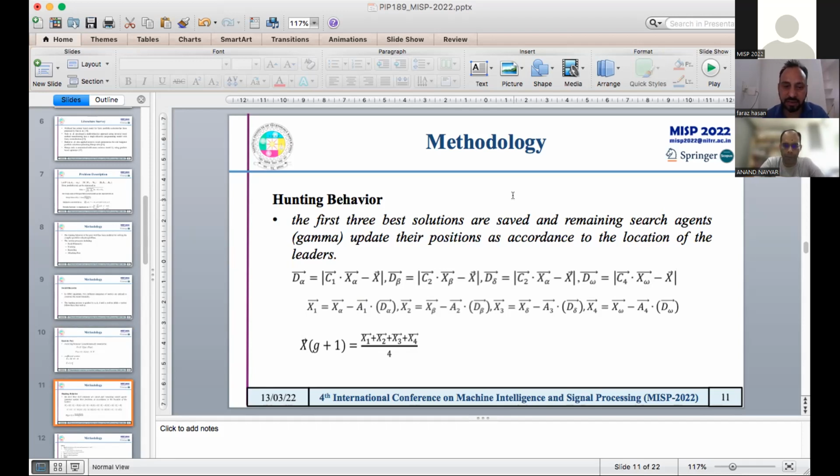So these are the positions. According to these positions, we can find the average: X(G+1) is X1 plus X2 plus X3 plus X4 divided by 4. This is the mean of all these 4 locations.